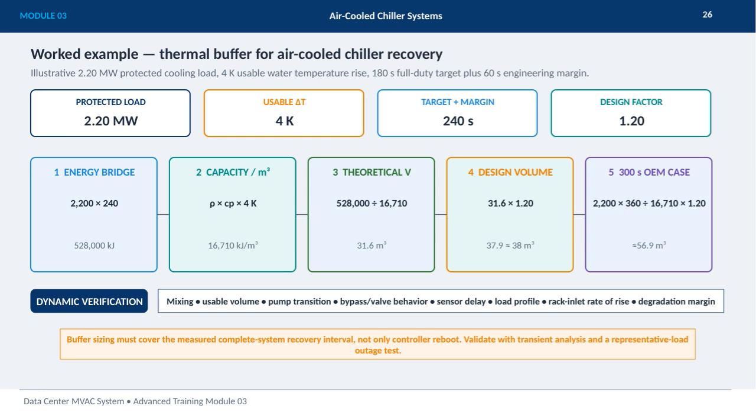Finally, dynamic verification is essential. This involves analyzing factors like mixing, usable volume, pump transition behaviors, bypass valves, sensor delays, and load profiles. The buffer must support the entire measured system recovery time, validated through transient simulations and actual load outage tests, not just the controller reboot period. This approach ensures reliable system recovery and protection.